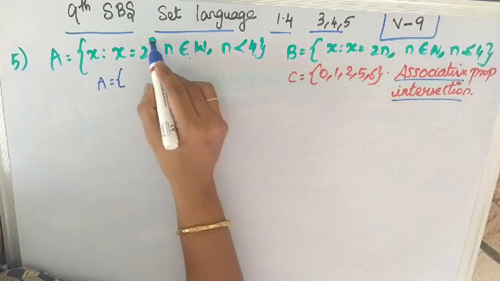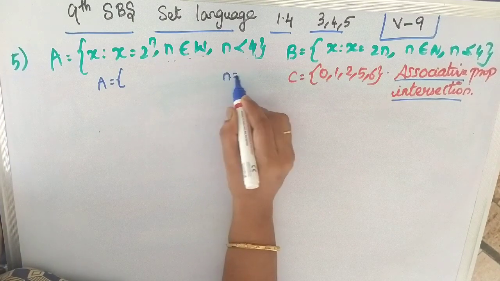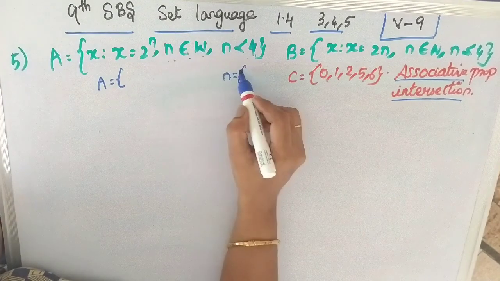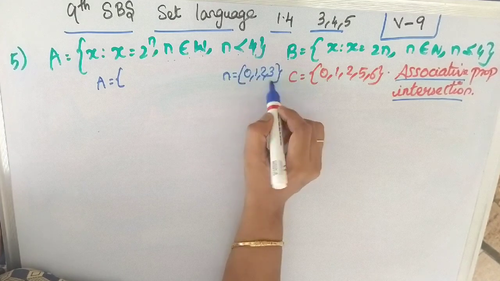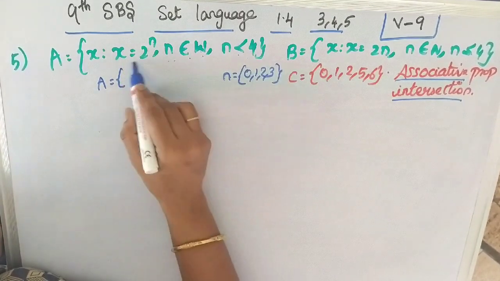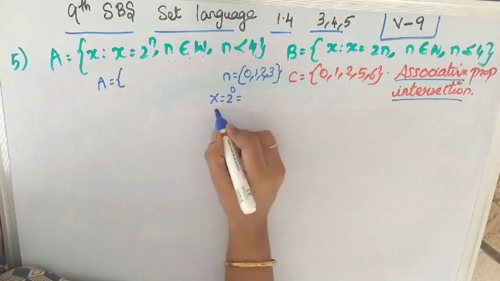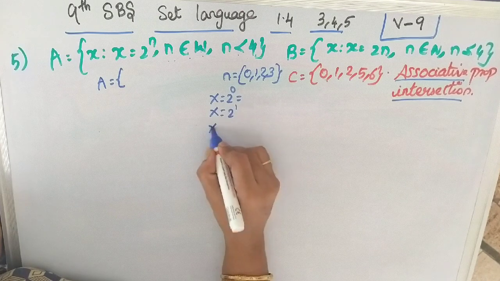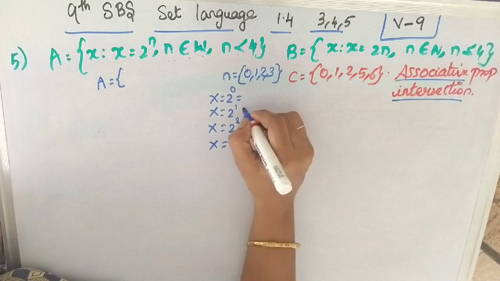First we have to find what is A. Here A is equal to X and X is equal to 2 power n, isn't it? N is a whole number less than 4. What is whole number? It starts with 0. So 0, 1, 2 and 3 because n is less than 4. Now X is equal to 2 power n. We have to substitute the values of n and find X. So 2 power 0, 2 power 1, 2 power 2 and 2 power 3.